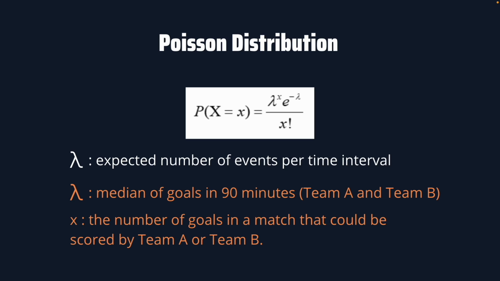So a match, for example, can be like the final score 3-2, and we have the x for team A, which is 3, and the x for team B, which is 2 in this example. Okay, now that this is clear, let's see how to implement this Poisson distribution equation in Python.